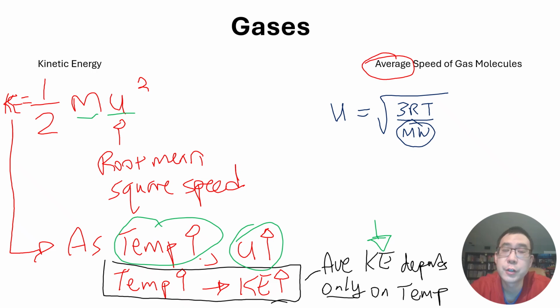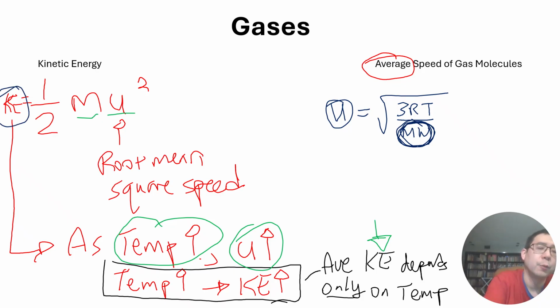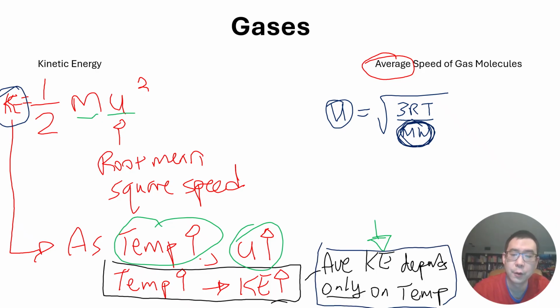Whereas something like hydrogen or helium, these are very light molecules, they have a low molecular weight, and so they will have a high speed. And so the speed and the molecular weight cancel out. And when we're thinking about kinetic energy, remember this, the only thing that matters is the temperature.